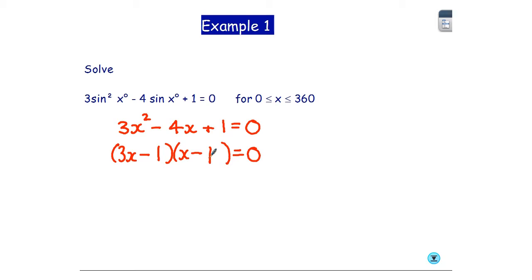Now obviously that's not correct because that doesn't have a sine in it, so what I'm going to do at this stage is replace x with sin x, and that would be the factorised version of my original question. At this stage, we're going to split our 2 brackets apart and set each bracket equal to 0 individually, and we end up with 2 trig equations to solve.